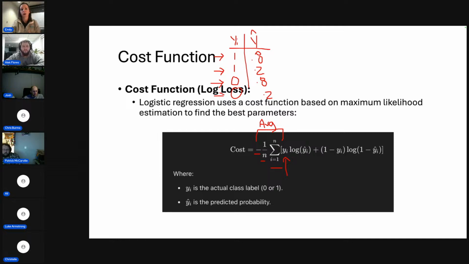Okay, in this final one, we said 0.2 and the answer was 0. That's pretty good. So keep in mind that this is a good situation, this is a good situation, and these are bad situations. Let's math this out.